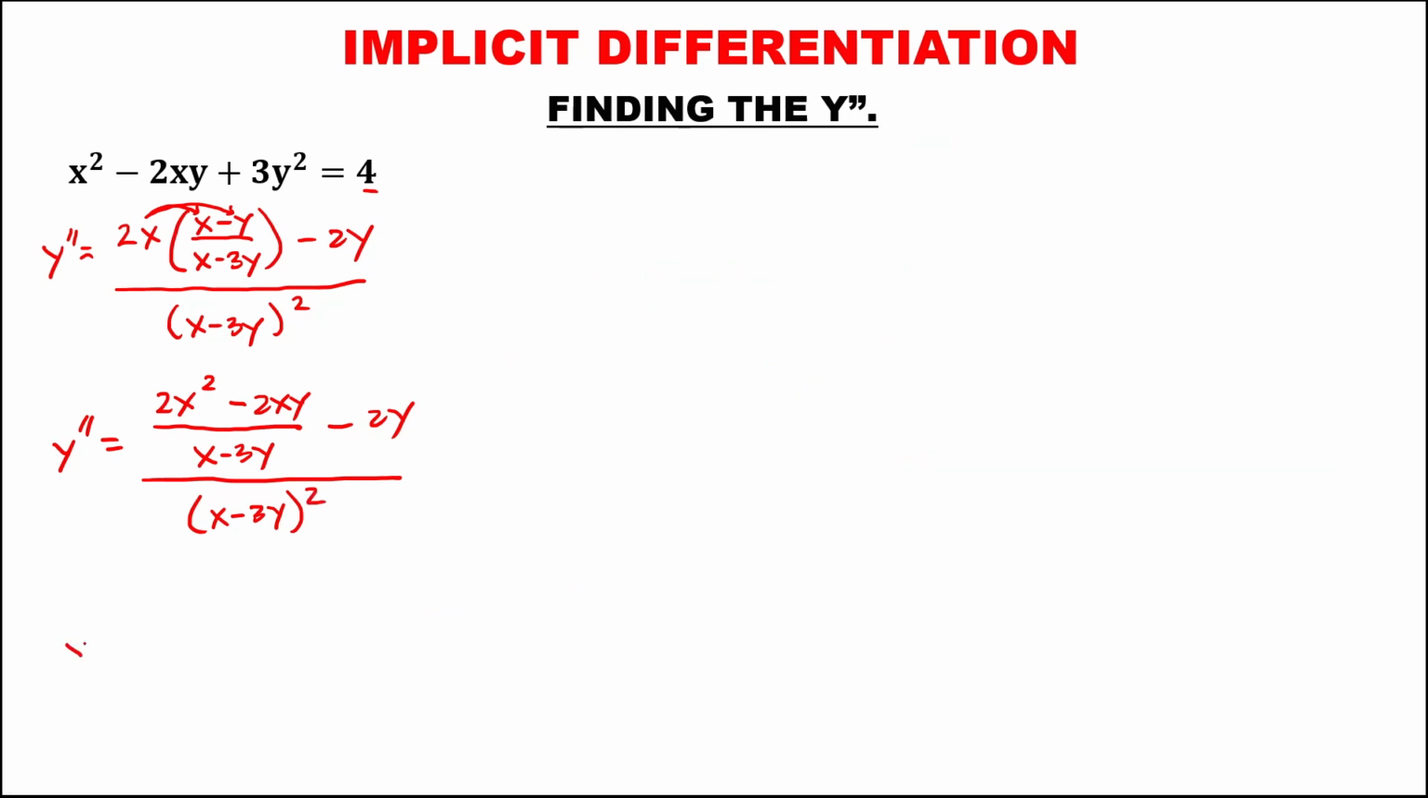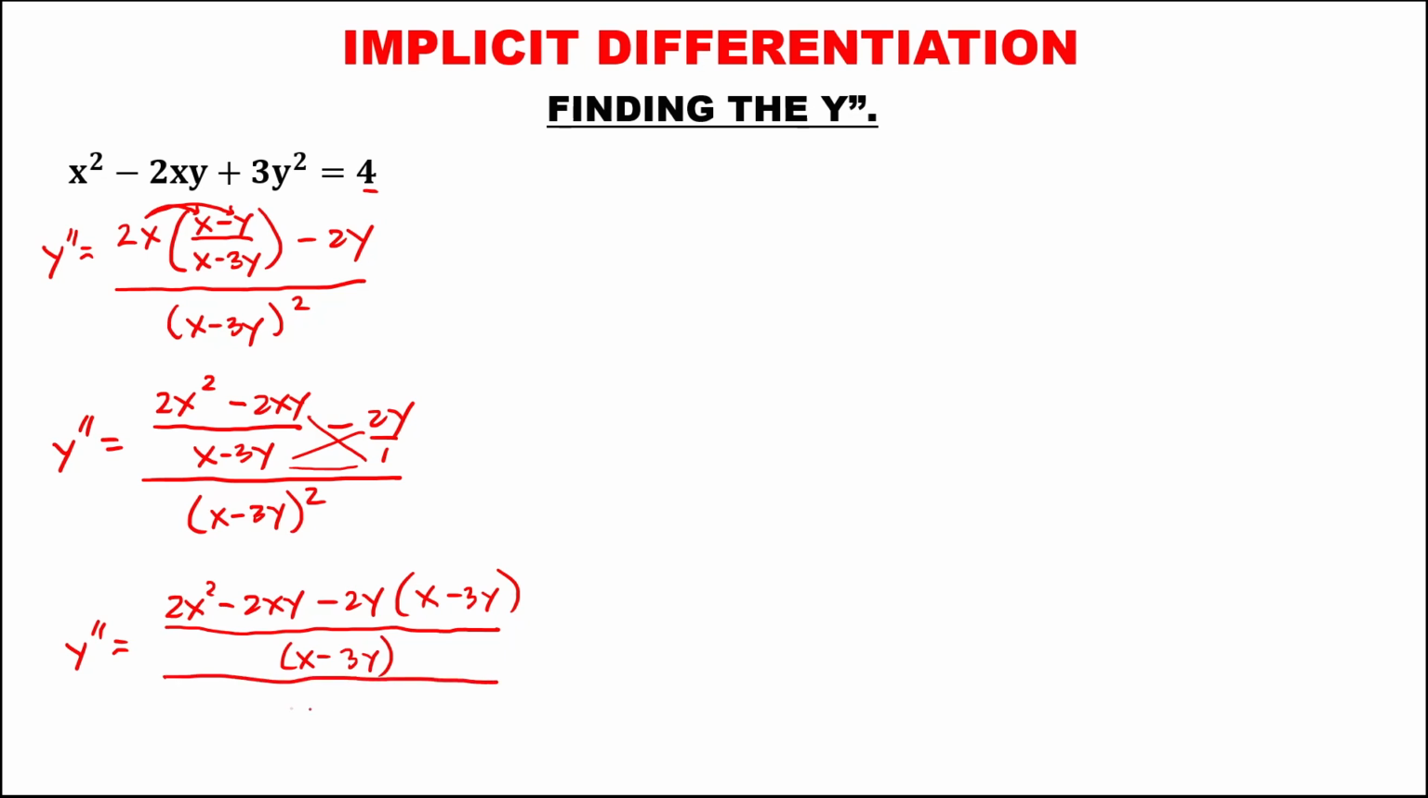Then we can use now the butterfly method in the numerator. So this is over 1. So multiply. So we have 2x squared minus 2xy. Then multiply. So this is negative 2y times x minus 3y. Then over, so multiply. So this is x minus 3y. Then over the quantity of x minus 3y to the power 2.